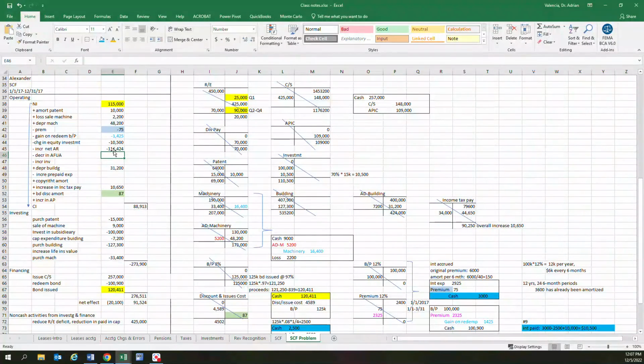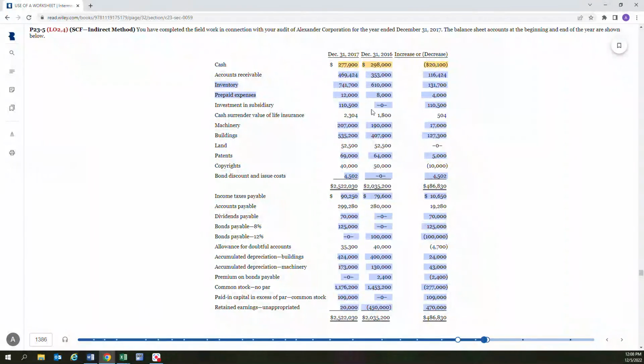The next one was inventory, increase in inventory. That was negative 131,700. And then the increase in prepaid expenses, that's also subtracted, and that was minus 4,000. So I'm kind of quickly going over those since those are just pretty much mechanical, okay?